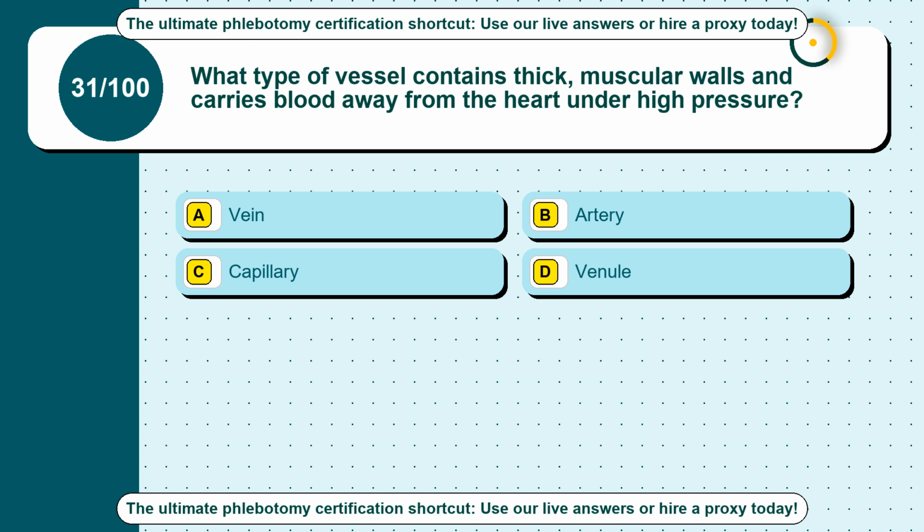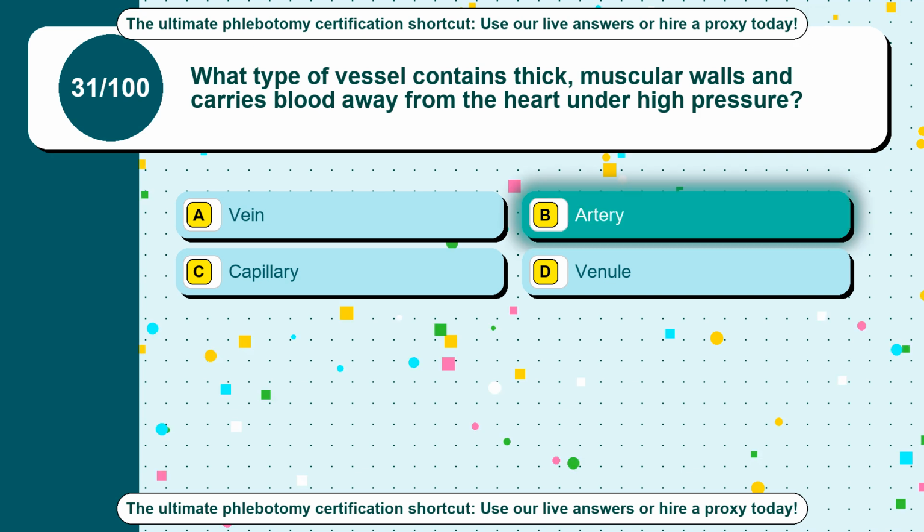Option A, vein. Option B, artery. Option C, capillary. Option D, venule. The correct answer is option B, artery.